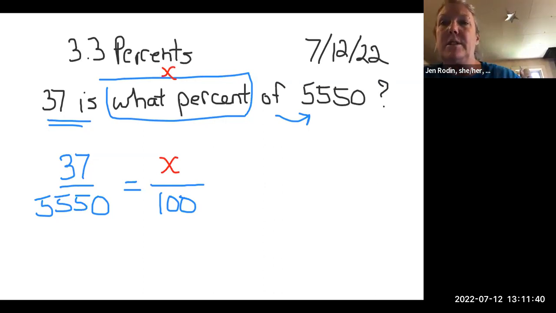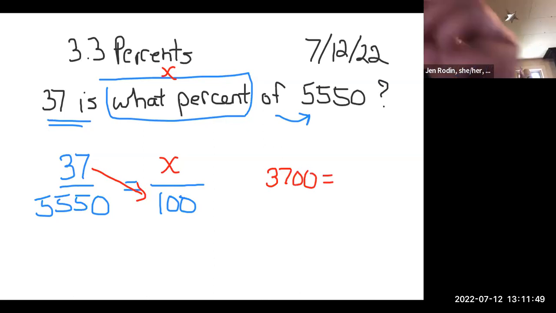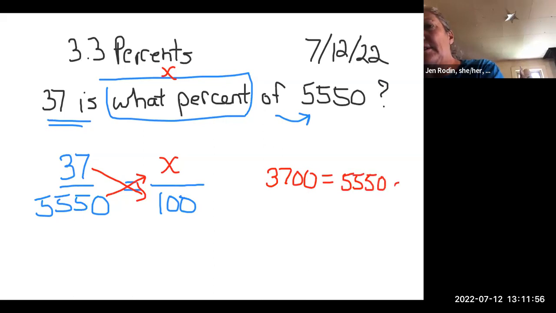Anything over 100 is a percent. So we can cross multiply. This is something we're going to be doing today. And cross multiply here. 5550X. You might have done this in the past and already know how to do it in just one step, but I'm just showing, oops, yeah, this is right. And divide both sides by what's with X. I'm just showing the full thing right now.